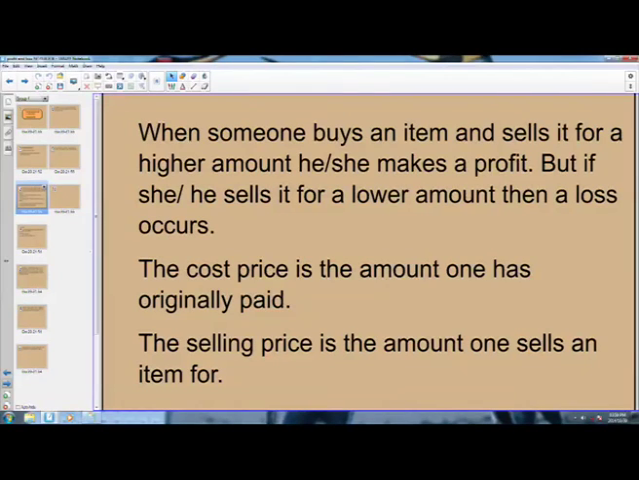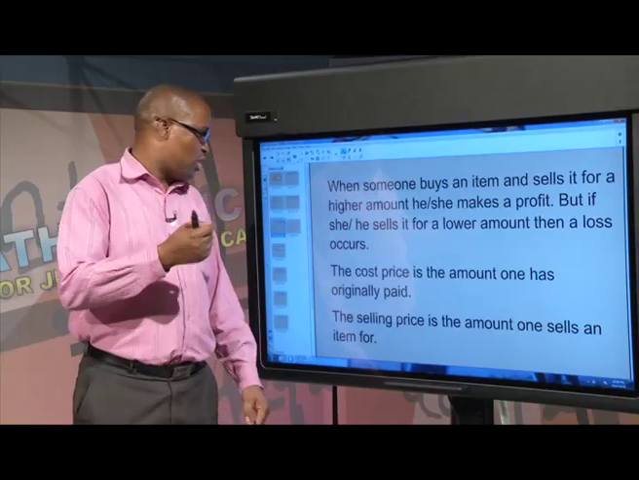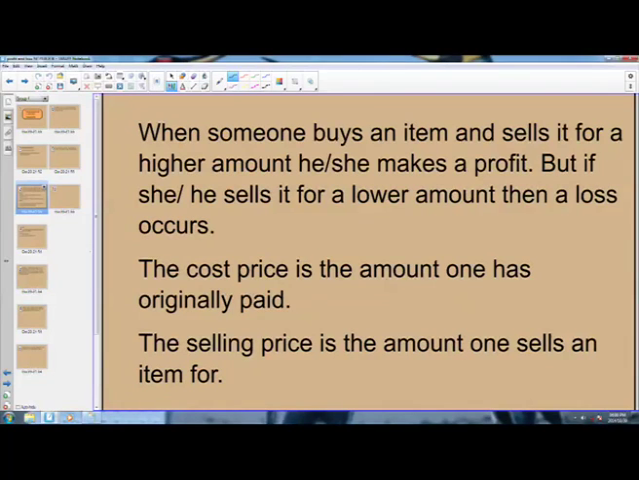Then the next statement says the cost price is the amount one has originally paid. That is, the money that you pay for an item before you sell it is what we call the original price. Then we go on and say the selling price is the amount one sells an item for. After buying an item, you may decide to sell it. Now, if you sell it, we have what we call a selling price.